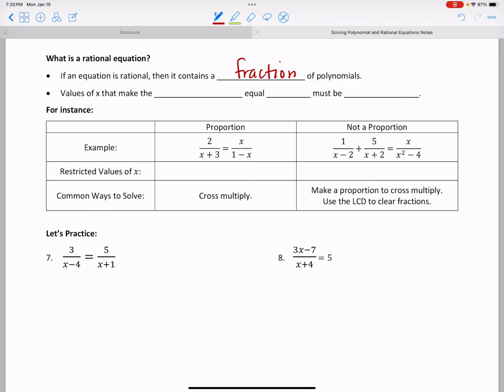Now, when we have a rational equation, when we have fractions, we have restrictions that we have to be careful with. We know that the bottom of a fraction can't be equal to 0. So if there's some value of x that we could plug in to make the bottom of a fraction equal 0, we have to restrict that as a possibility for a solution, and restrict it as a possible value of x in general. So values of x that make the denominator equal 0 have to be restricted.